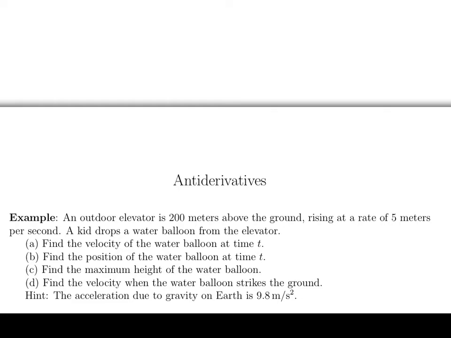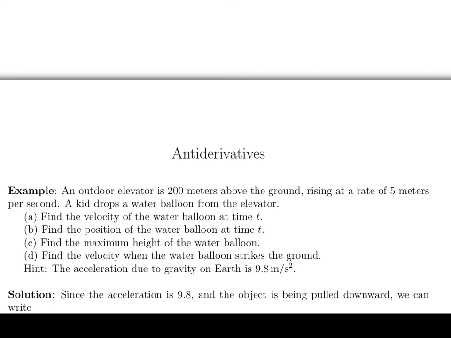We want to know the velocity of the water balloon at any given time. We want to know its position at any time. We'd like to know the maximum height of the water balloon and what its velocity is when it finally hits the ground. In everything we do here, we're going to use the fact that the acceleration due to gravity on Earth is 9.8 meters per second squared.